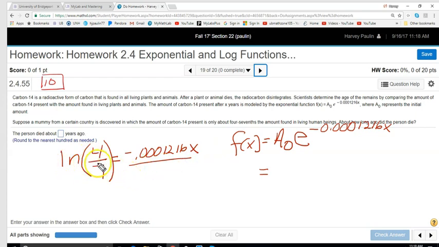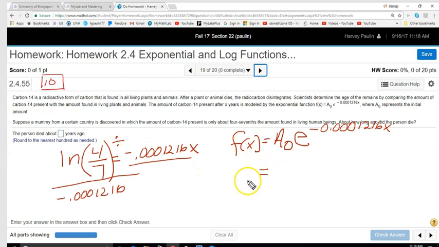So in your calculator, you're going to put natural log, parenthesis, 4 divided by 7, close parenthesis, and then hit the divide symbol, and then put this in. Now you have to put negative 0.0001216. Again, this is more of a calculator exercise than bringing up a lot of math and knowing how to do it. And then give this a try and see what you get. And you want to round this to the nearest 100 years.